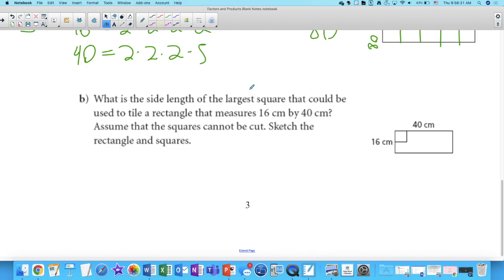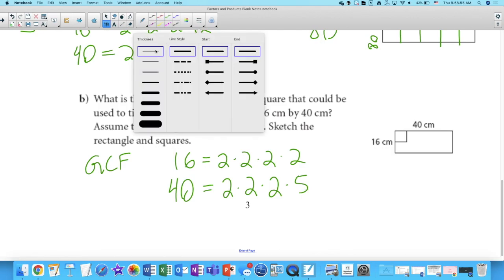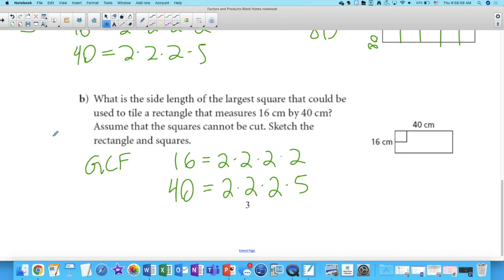And again, many of you will know what this is, but looking at the prime factorizations, we basically need to consider which primes are shared. They both have 1, 2. They both have a second 2. They both have a third 2. They do not both have a fourth 2. So that's it, 3 2s. So the GCF is 2 times 2 times 2, which is 8.